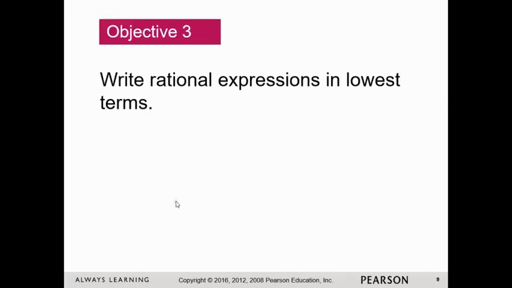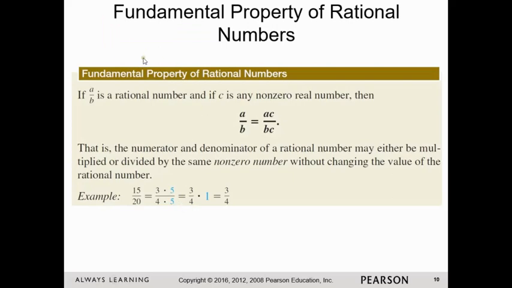So now we're going to look at objective 3. We're going to talk about writing expressions in lowest terms. So here's the fundamental property of rational numbers. Here we have a quotient, A over B. If it's a rational number, and we have another number, C, a non-zero real number, and we multiply that, we can actually cancel that C out.